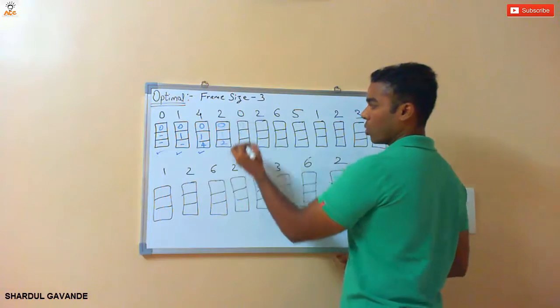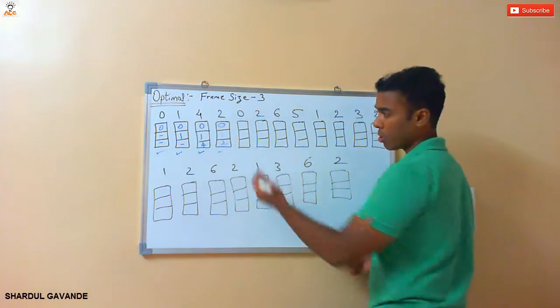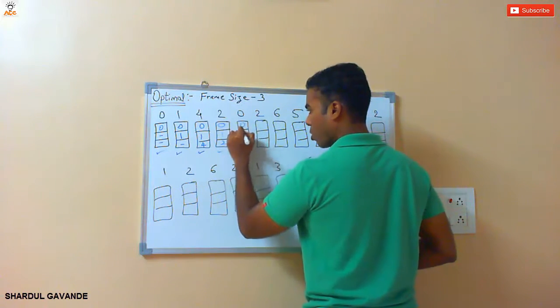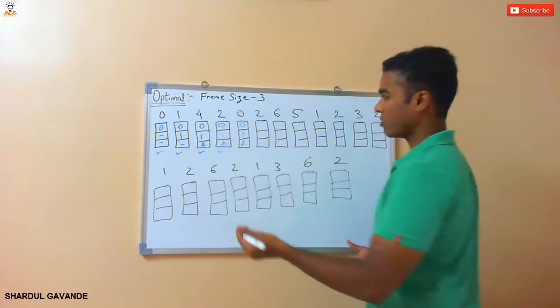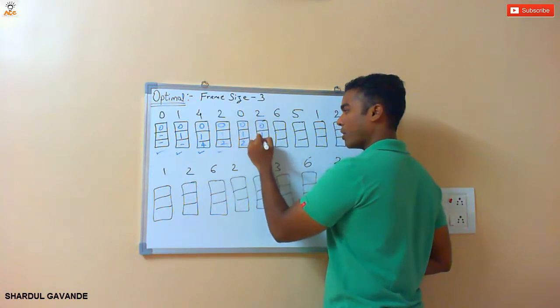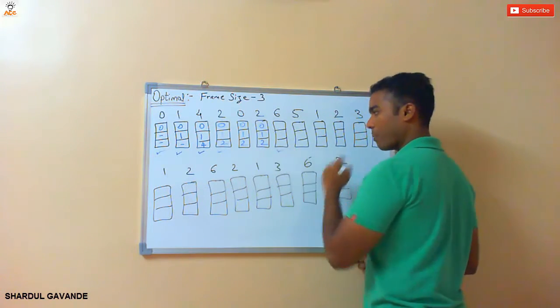Next is 0. Earlier we had a page fault, but now we have a page hit because 0 is already present. So 0, 1, 2. Next we have 2. Again we have a page hit, 0, 1, 2, because 2 is already present, so no page fault. Number 6, we have a page fault over here.